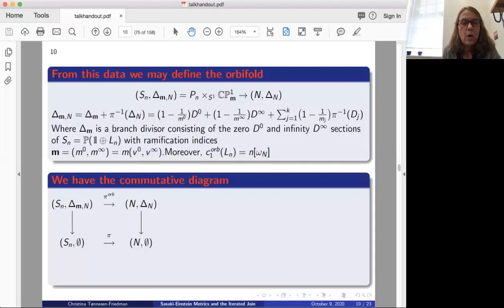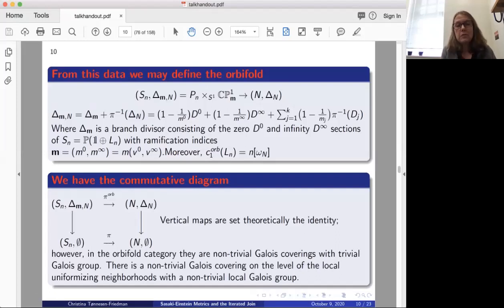And in a more abstract picture, and this is also from Boyer and Galicki's book, we can think of this commutative diagram where we have a good old projective bundle down here. But artificially, we're thinking of these as orbifolds, just with the empty set as the orbifold part. And then we have these vertical maps that are set theoretically just the identity, right? But they're actually non-trivial Galois coverings with trivial Galois group. So this is the more abstract picture of what's going on. So we have two bundles here, the naive bundle and then the orbifold bundle. Okay.